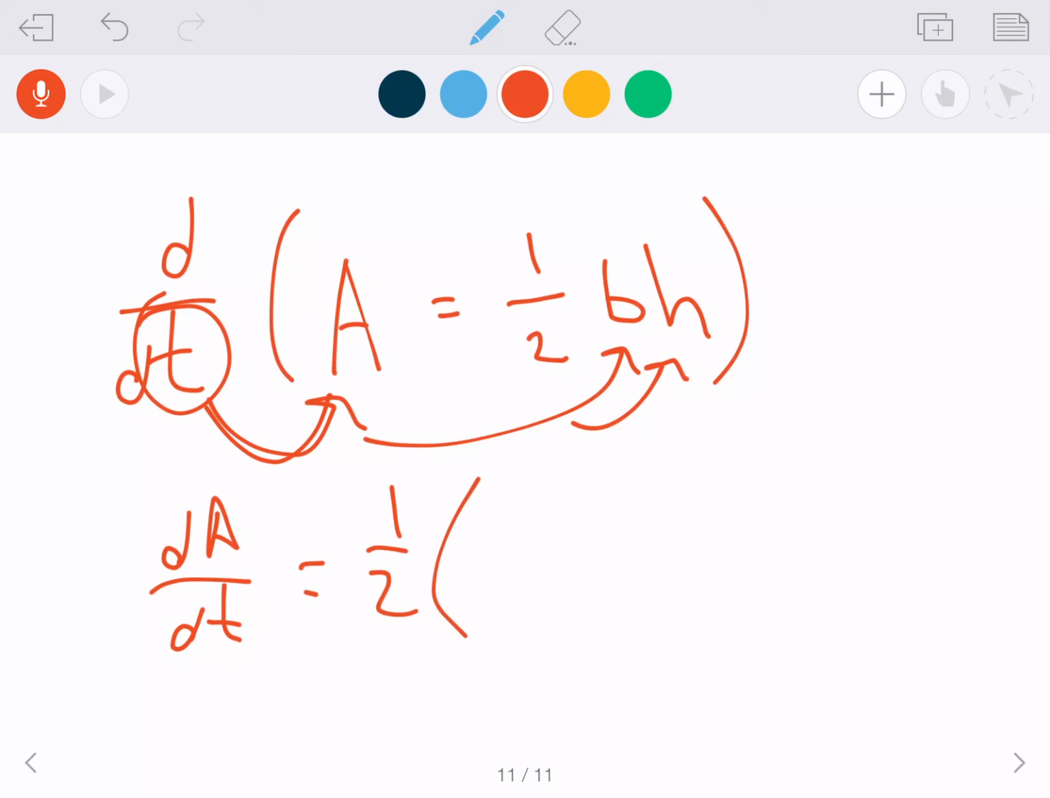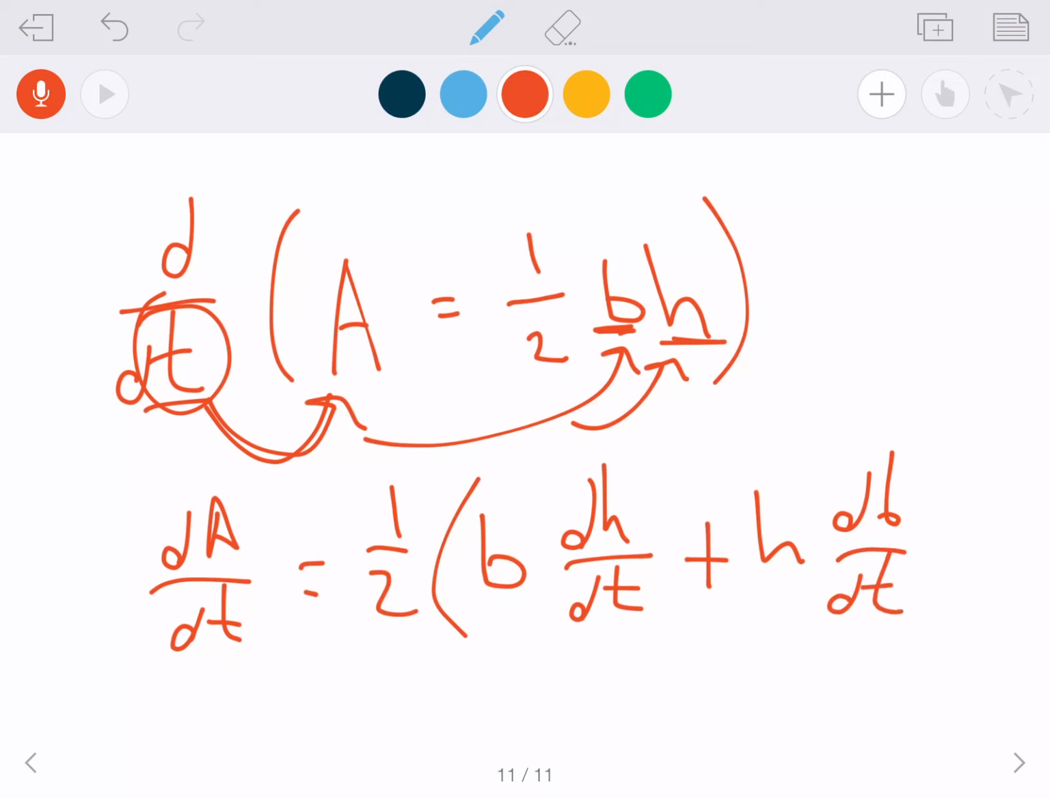And then here I have a product rule. I've got a first and a second. So I've got the first times the derivative of the second. Well, it's just 1, but because t doesn't match h, I have to say dH/dt. Plus the second times the derivative of the first. Because t doesn't match b, I have to tack on dB/dt, following that chain rule there.